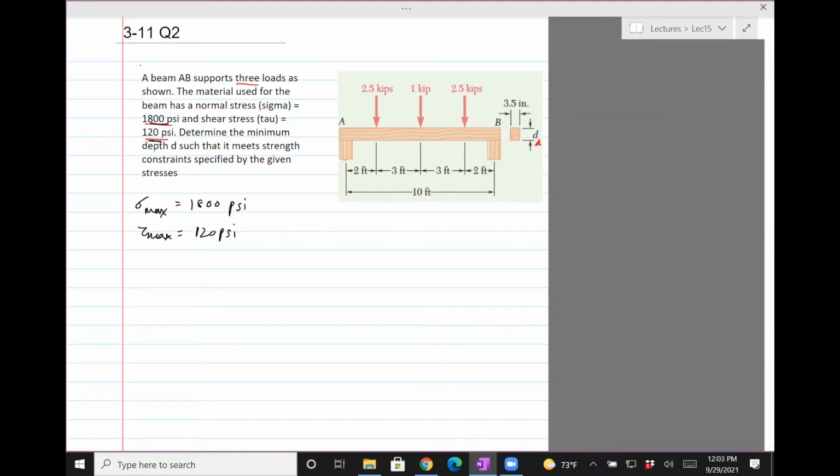A beam AB supports 3 loads. The material used for the beam has a normal stress of 1800 psi and shear stress 120 psi, which is a material property. So you don't want to exceed those stresses. If you exceed, then this material will fail. Determine the minimum depth d, which is over here, such that it meets the strength constraints specified by the given stresses. So these are the constraints.